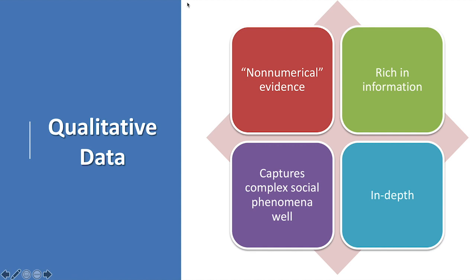Non-numerical evidence, like eyewitness testimony, is an example. People talking about things, basically, or other forms. It doesn't have to be just talking about things. An interview is a very good example of a method that uses qualitative data. An interview, and we'll be touching on this in this class, is rich in information and capable of capturing complex social phenomena. And an interview, for example, could be very in-depth.